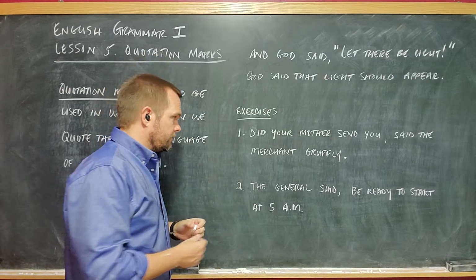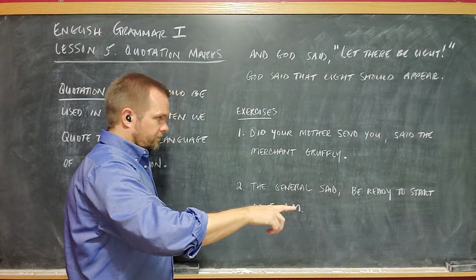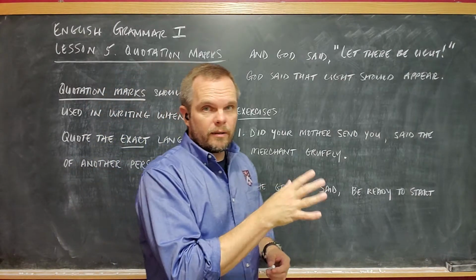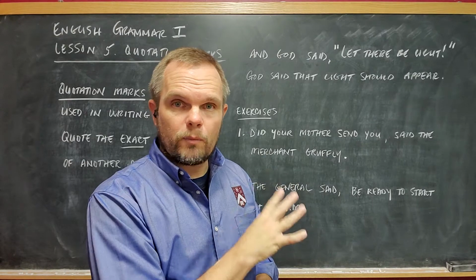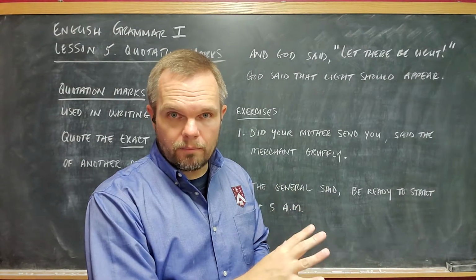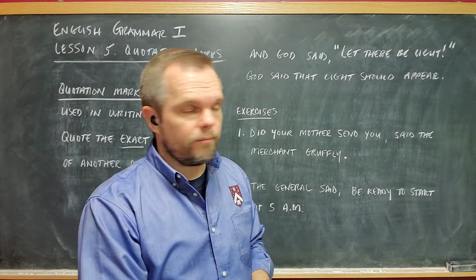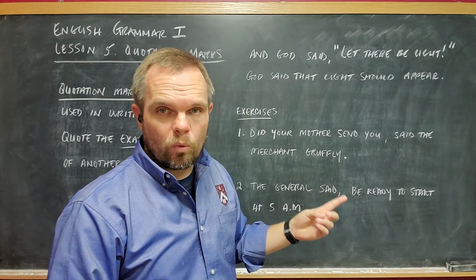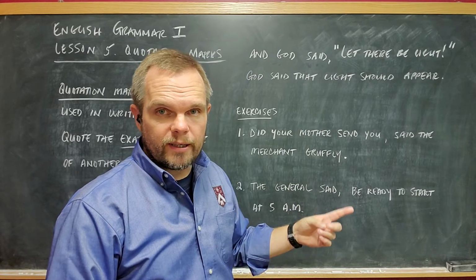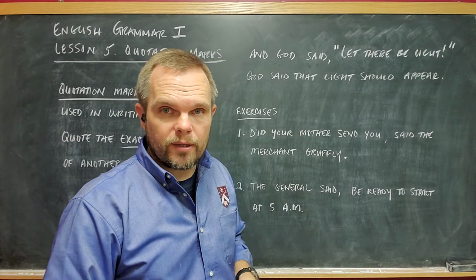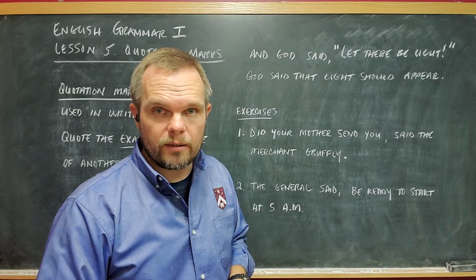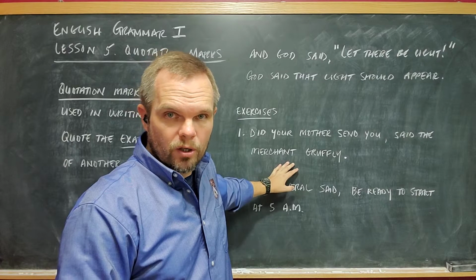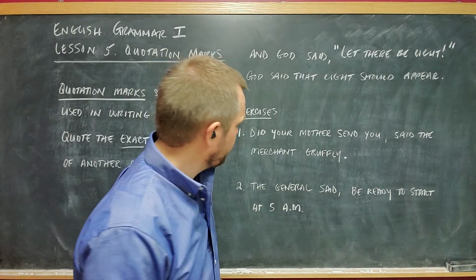In the exercise, you're given a sentence. And the sentence has the exact words that someone said, but they're not marked with quotation marks. You need to read the sentence, figure out what the words are that were said by the other person, and then put them in quotation marks. Okay? So you need to figure out where the quotation marks should go in these sentences.